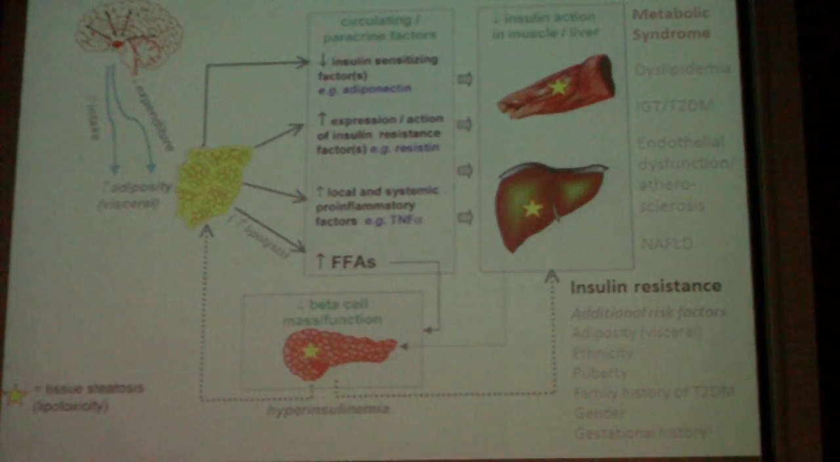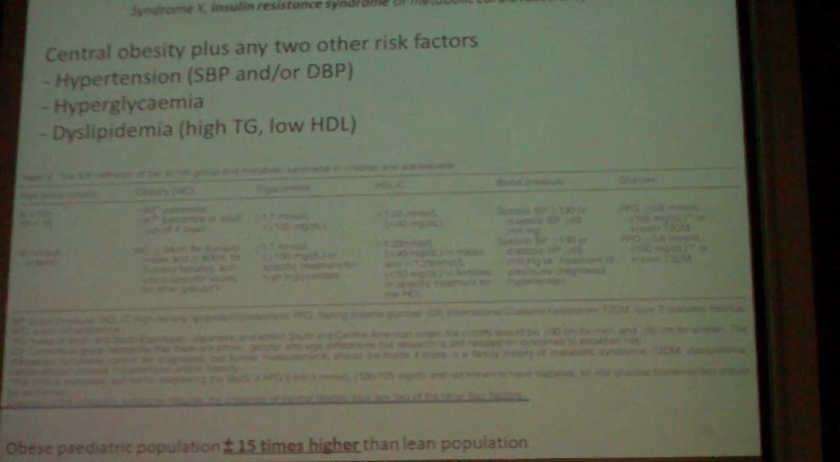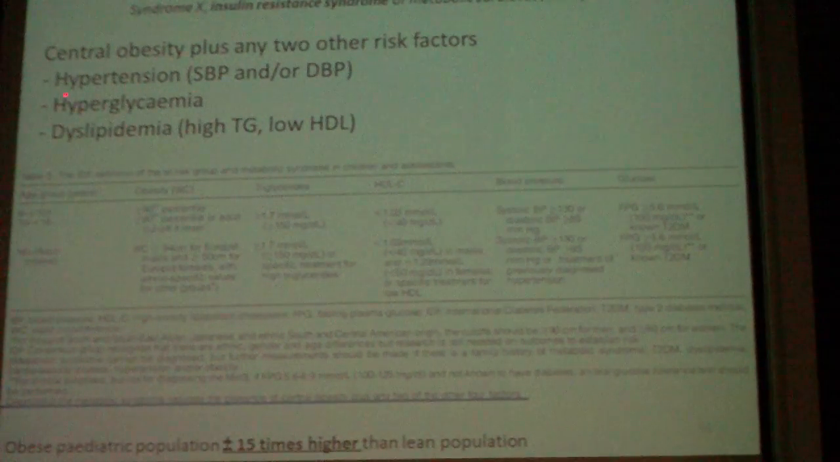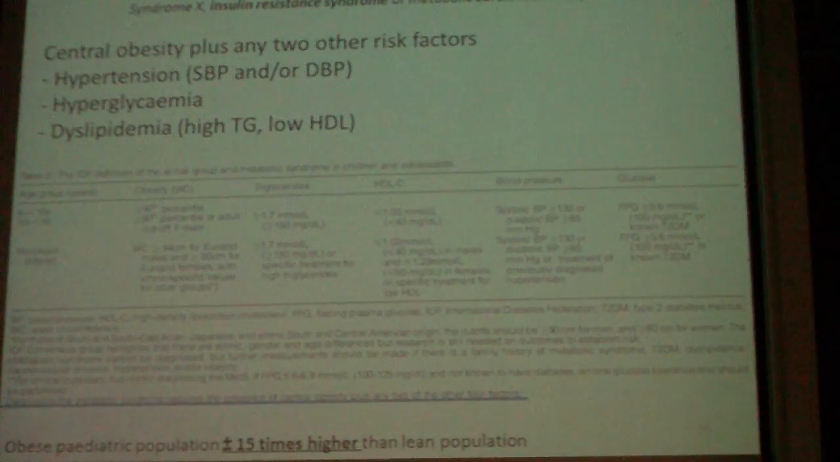Then I'm going to focus on the development of the metabolic syndrome in these children. So metabolic syndrome, also called insulin resistance syndrome, is defined by the presence of central obesity plus any two of these other risk factors: hypertension, like an elevated systolic or diastolic blood pressure, but also an elevated glucose, or dyslipidemia with high triglycerides or low HDL, so low good cholesterol levels.